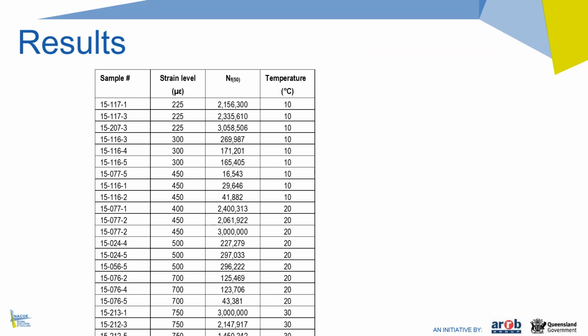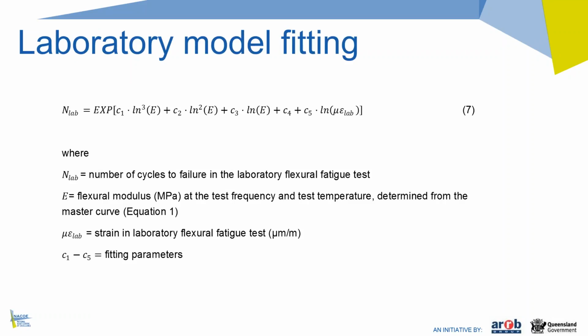So that is the laboratory fatigue model that we'll be using. It's a 5-parameter model, whereas the model used by Shell is actually a 3-parameter model. The reason why we picked this 5-parameter model is because it is more sensitive to changes in temperature, and that is very important in Queensland. So that's the reason why we went for the 5-parameter model.